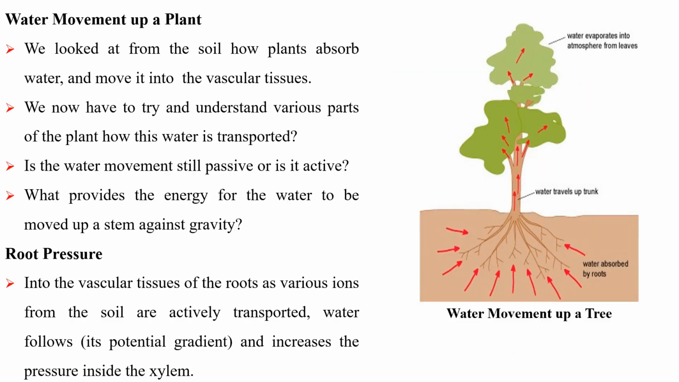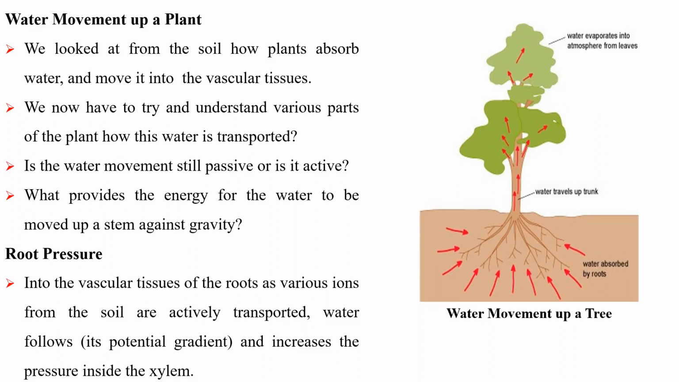Water movement up a plant. We looked at how plants absorb water from the soil and move it into the vascular tissues. We now have to try and understand how this water is transported through various parts of the plant. Is the water movement still passive or is it active? What provides the energy for the water to be moved up a stem against gravity?